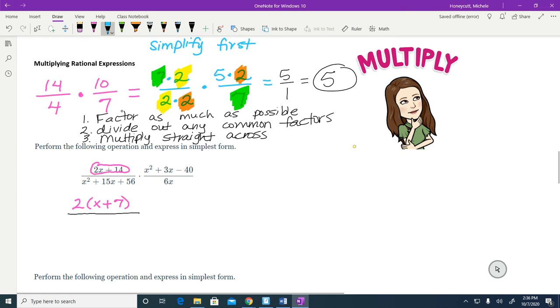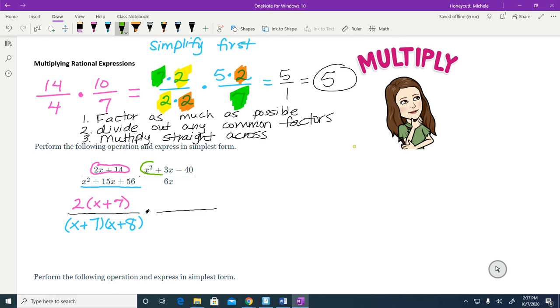Then I'm going to factor this denominator. It's a trinomial, so I'll set up 2 sets of parentheses. To get x squared, I can multiply x times x. To get 56, I can multiply 7 times 8, and if they're both positive, 7x plus 8x will combine to be 15x. Then I'll bring down my multiplication symbol and my other fraction bar.